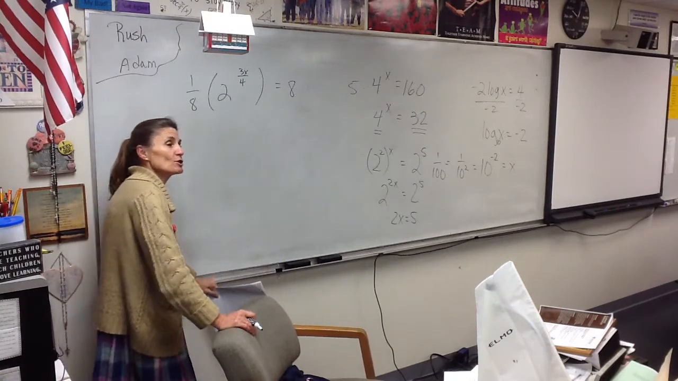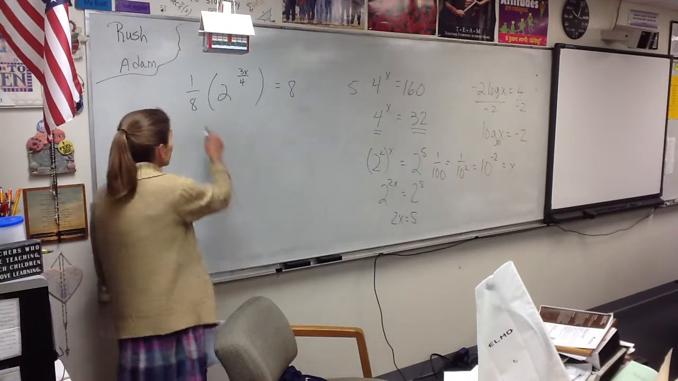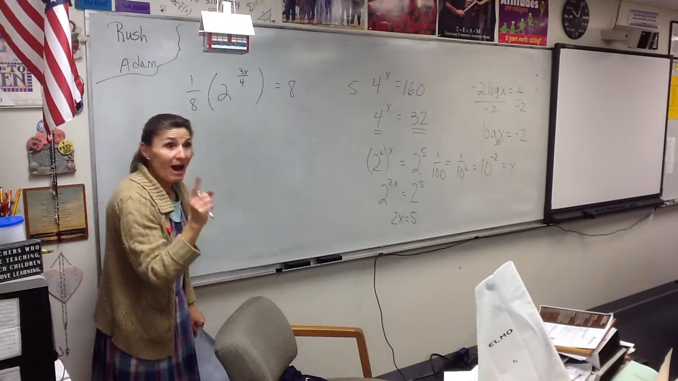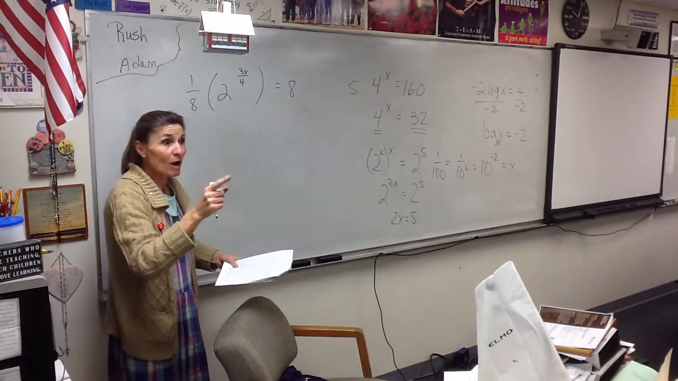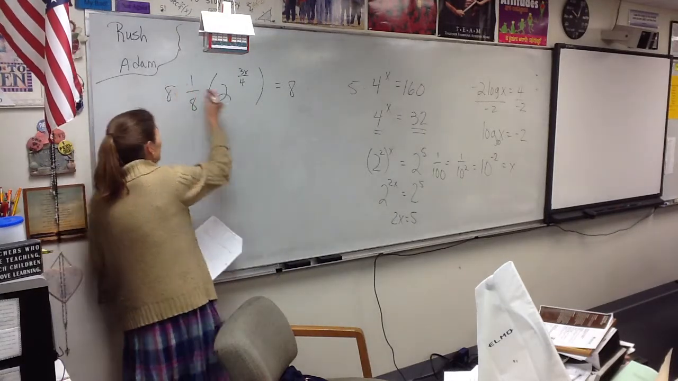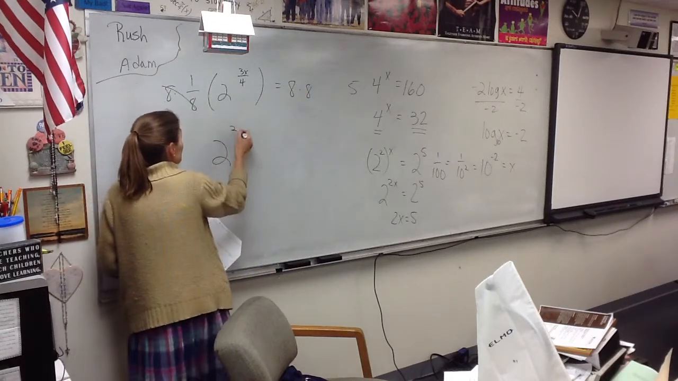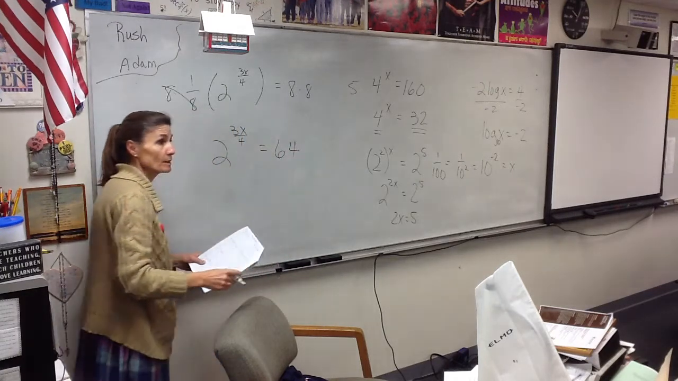All right, look, this problem looks so hard, but it isn't. What's the first thing you're gonna wanna do? Well, you're gonna divide by an 8. I mean, we say we wanna divide, but since it's a fraction, we'll multiply by 8. So we're gonna multiply both sides by 8. That will leave me with 2 to the 3x over 4 equal to 64.